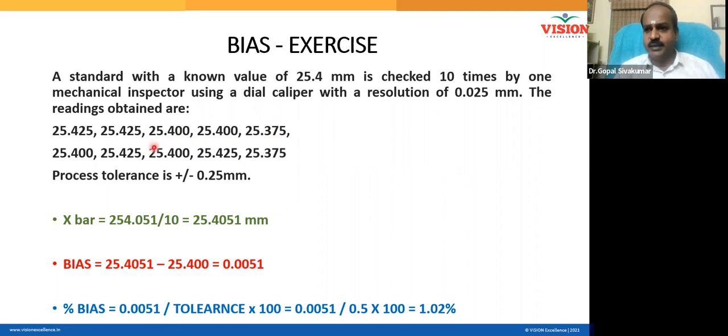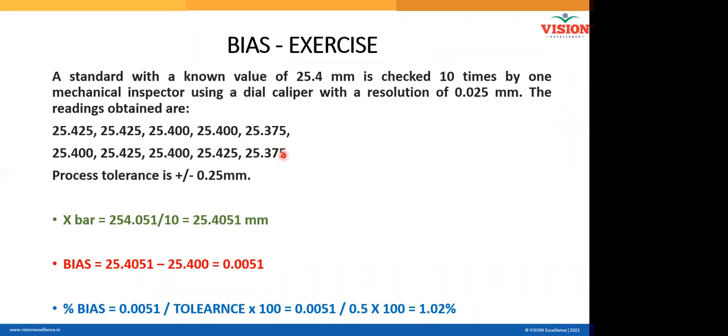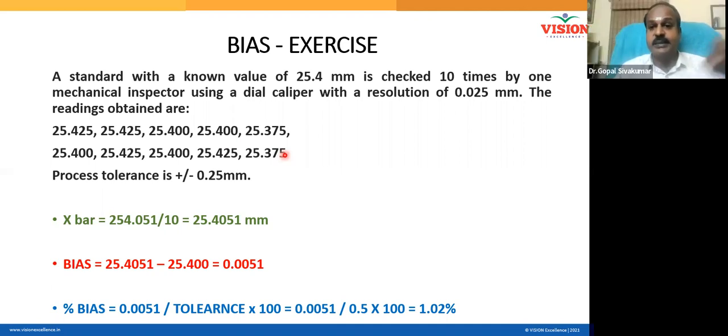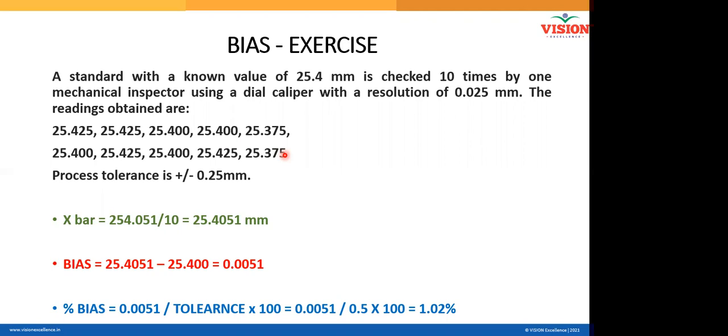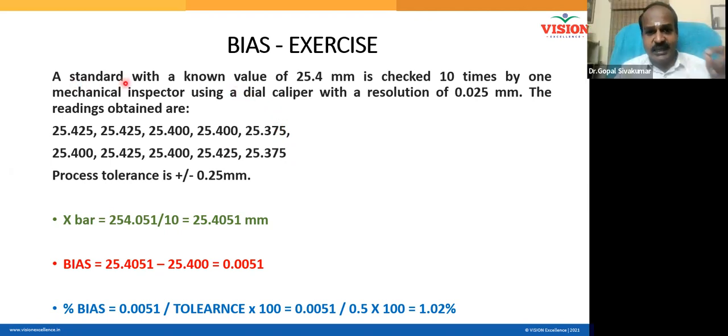Can somebody tell me, the variation you are seeing here in the data, is it due to the process or due to the measurement? It's a measurement error. Very good. How are you sure it is measurement error? Since we are using the master, it is approved. Very good. Since you are using the standard workpiece, different readings are not possible, isn't it? The same part has been measured 10 times, but the readings are coming different. That means the possibility is only measurement error.